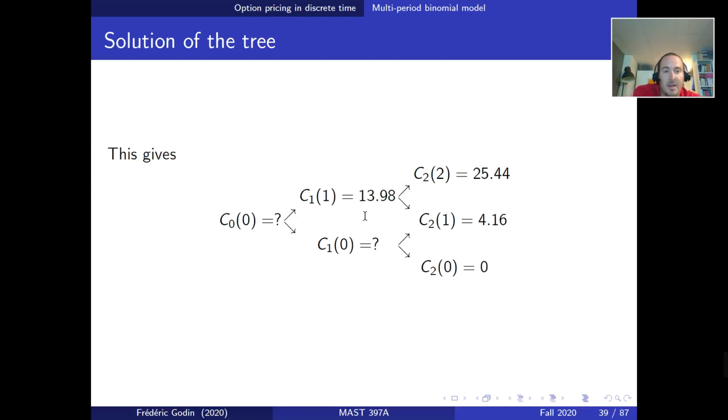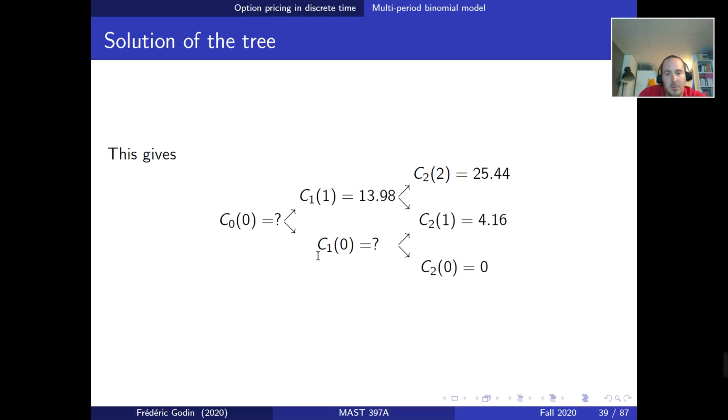And the reason for that is because the derivative price must be equal to the replicating portfolio, and the replicating portfolio at this point has a value of $13.98, sorry. Okay, so we've identified the price of the option at this node.